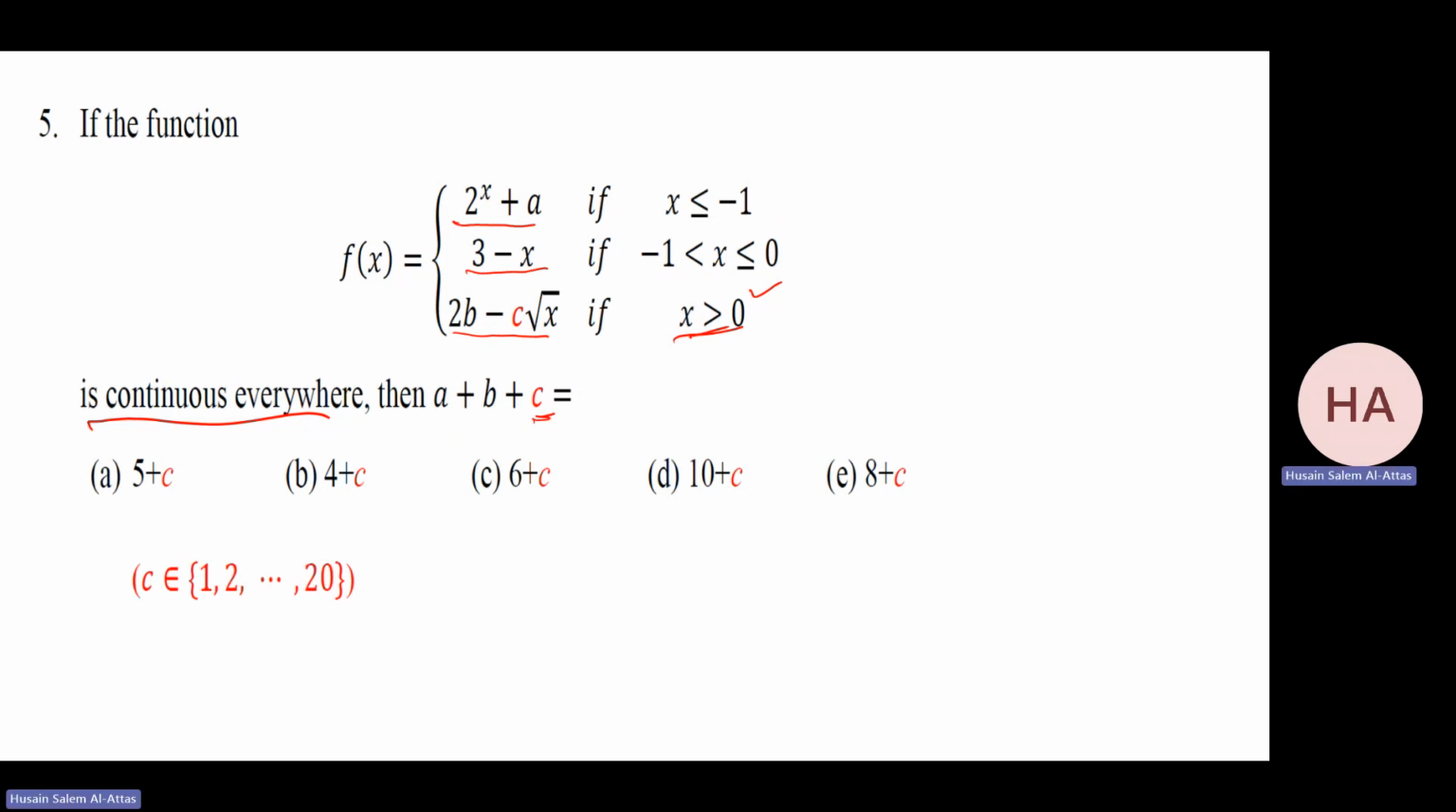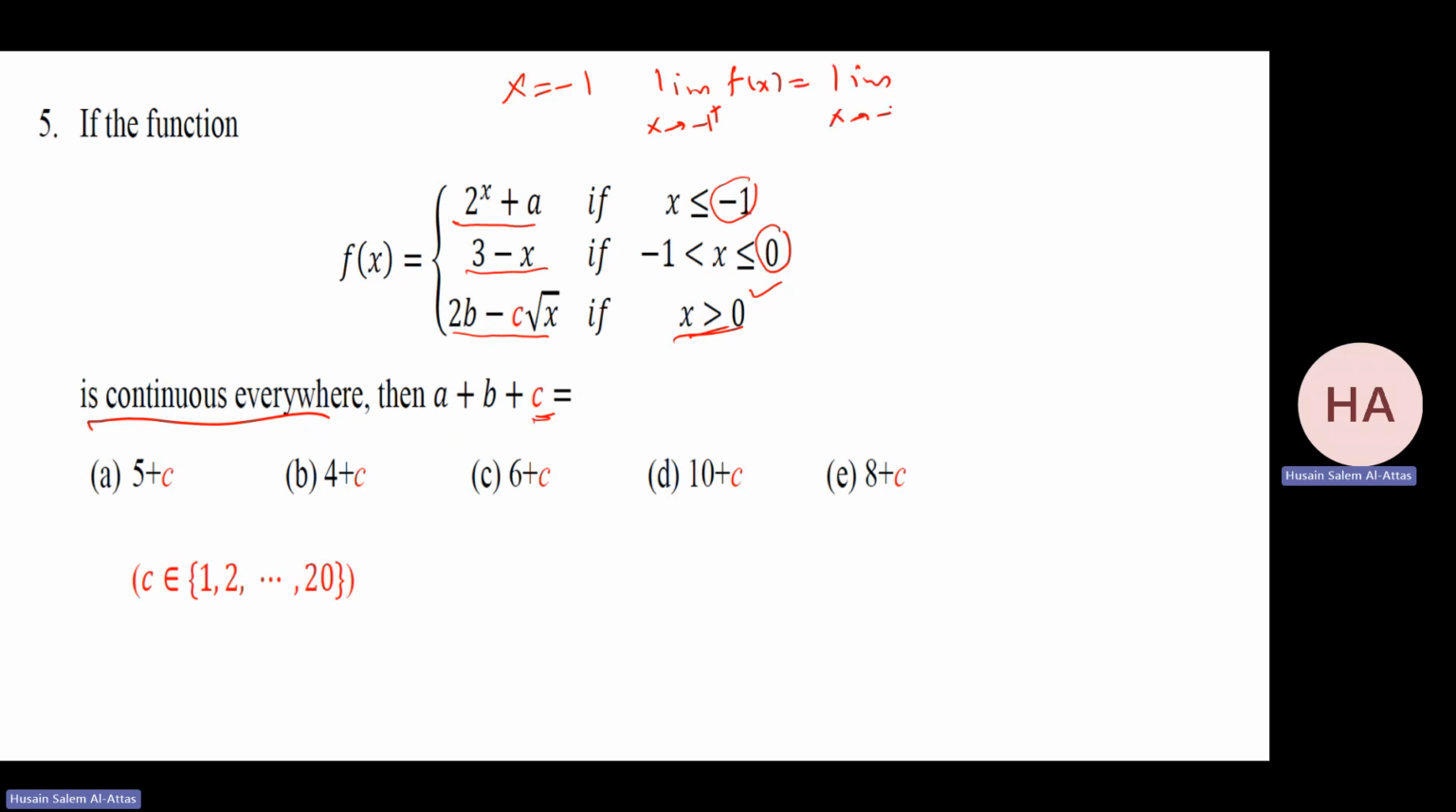We need to check what? We need to check minus 1 and 0. This is what I need to check, since the functions are no problems. Okay, x equal minus 1, half limit. Let me do the calculation, then we will see what will happen.